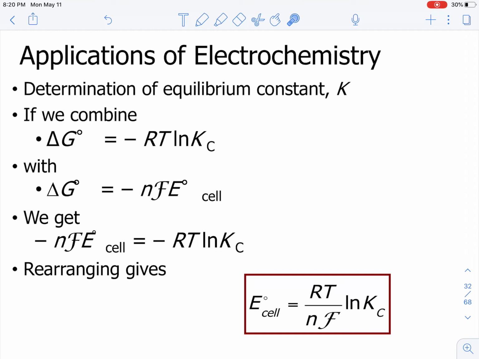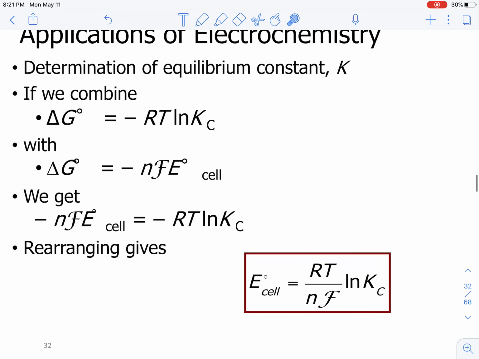And so in the previous lecture video, we observed that the max work for an electrical system can be represented by the change in Gibbs free energy. And since the change in Gibbs free energy is equal to negative NF E cell, since both of these are the same delta G's, we can go ahead and relate both of these equations to each other, such that negative NF E cell is equal to negative RT natural log of K.